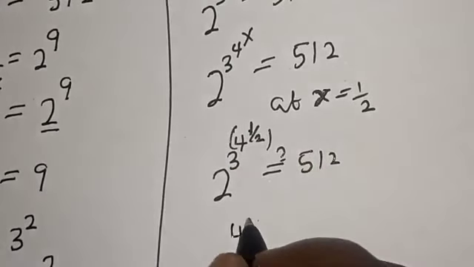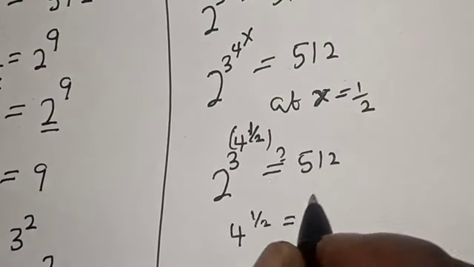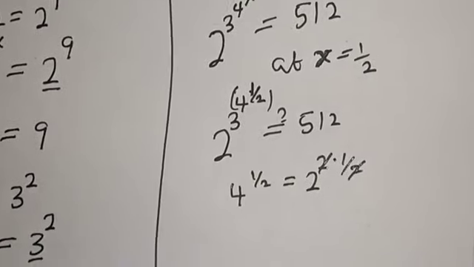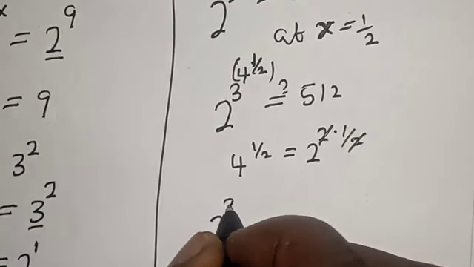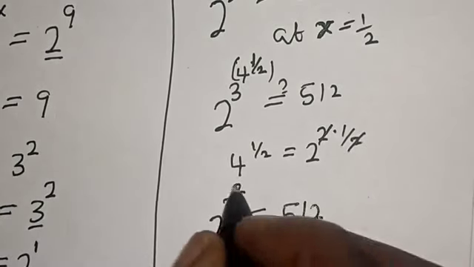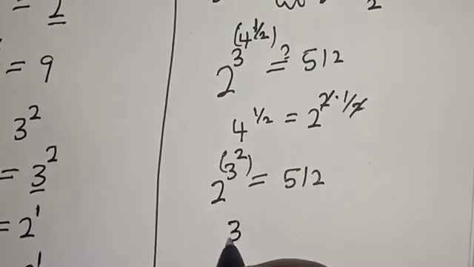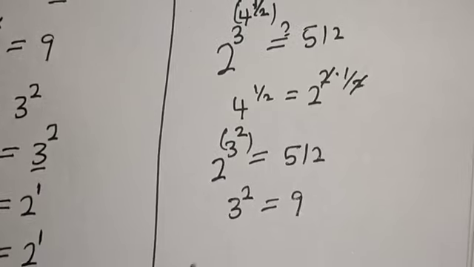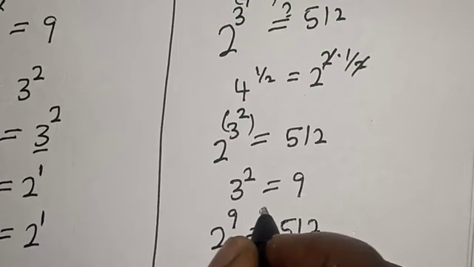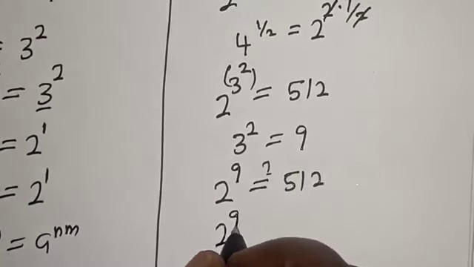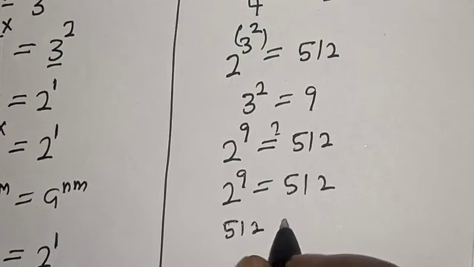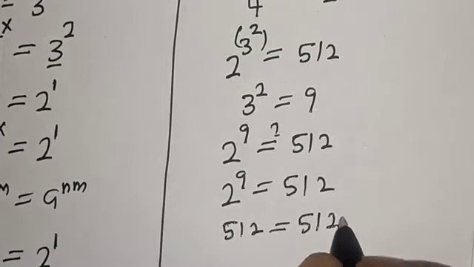Now let's start with this. We have 4 raised to the power 1 over 2. This is equal to 2 square multiplied by 1 over 2. This one will cancel this. We have 2. Then this is 2 to the power of 3 to the power of 2 must be equal to 512. Now let's work with this. 3 square is equal to 9. Then we have 2 to the power of 9 must be equal to 512. And 2 raised to the power of 9 is equal to 512. Meaning that the left hand side, 512, is equal to the right hand side, 512.